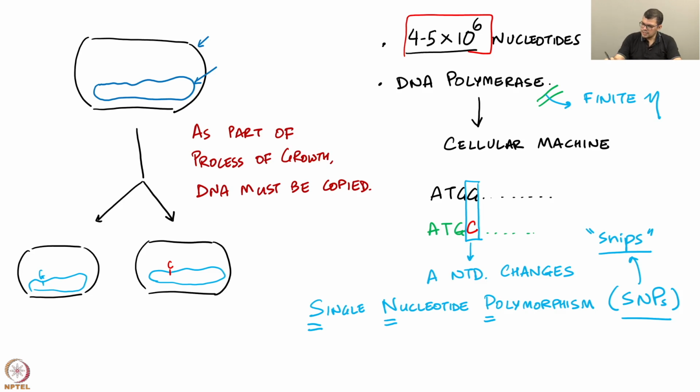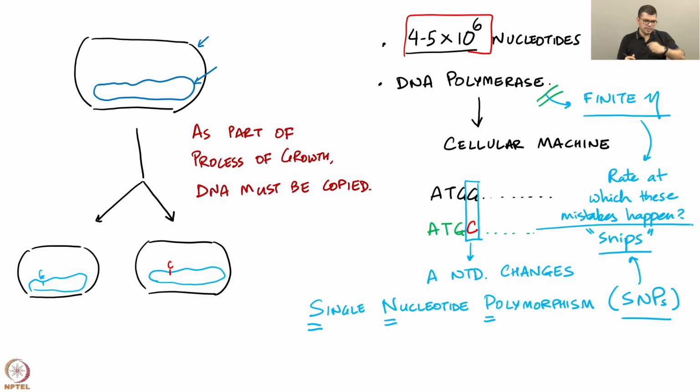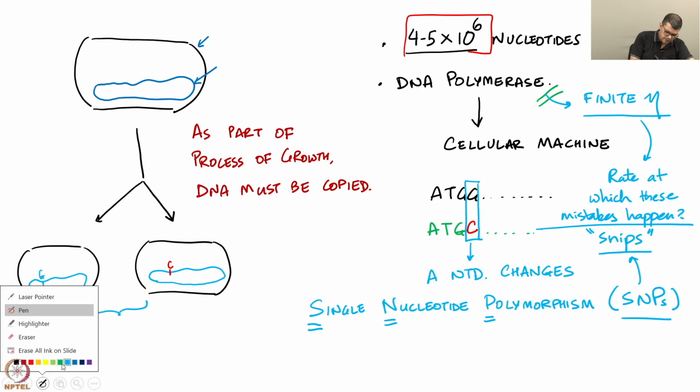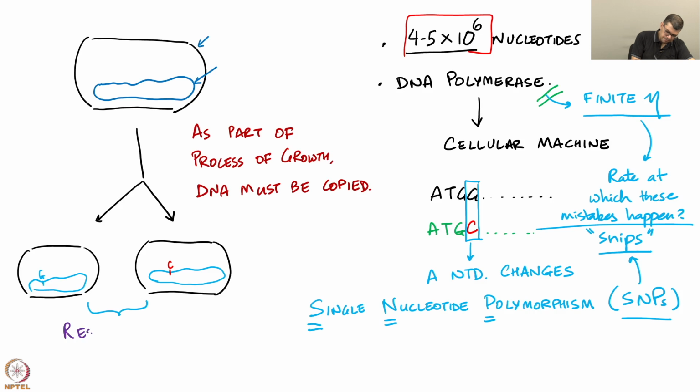So, the question then is that given this finite efficiency, what is the rate at which these mistakes happen? What you should realize is that the mistake that the DNA polymerase is making is responsible for generating diversity. The more mistakes that the polymerase makes, the more different types of individuals you are going to get in the population. So, this DNA polymerase error rate is responsible for generating diversity.